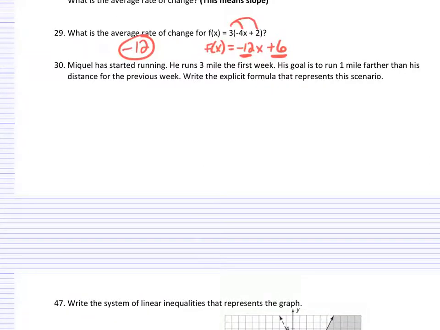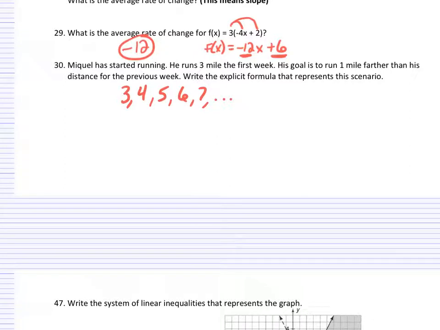Number 30, Miguel has started running. He runs 3 miles his first week. His goal is to run 1 mile farther than his distance for the previous week. So his second week, he would have 4 miles. Next week, 5 miles. 6 miles, 7 miles, and so on.